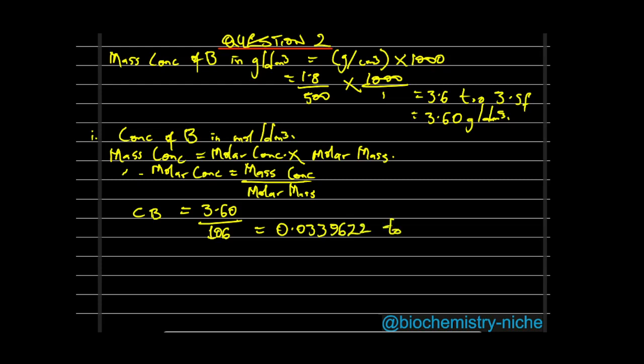To 3 significant figures, it becomes 0.0340 moles per dm cube. So that is going to be our CB, our molar concentration for B. The next question says we should calculate the concentration of A in moles per dm cube.